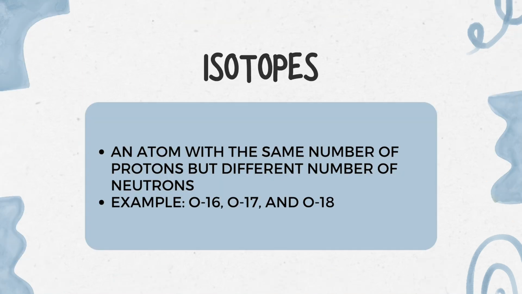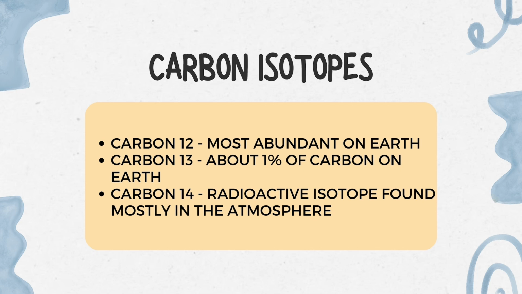To understand carbon dating, you first have to understand isotopes. Isotopes are atoms with the same number of protons but different number of neutrons. So for example, there's oxygen 16, 17, and 18. All have 8 protons, but oxygen 16 has 8 neutrons, oxygen 17 has 9 neutrons, and oxygen 18 has 10 neutrons. Carbon is another element that commonly has isotopes.